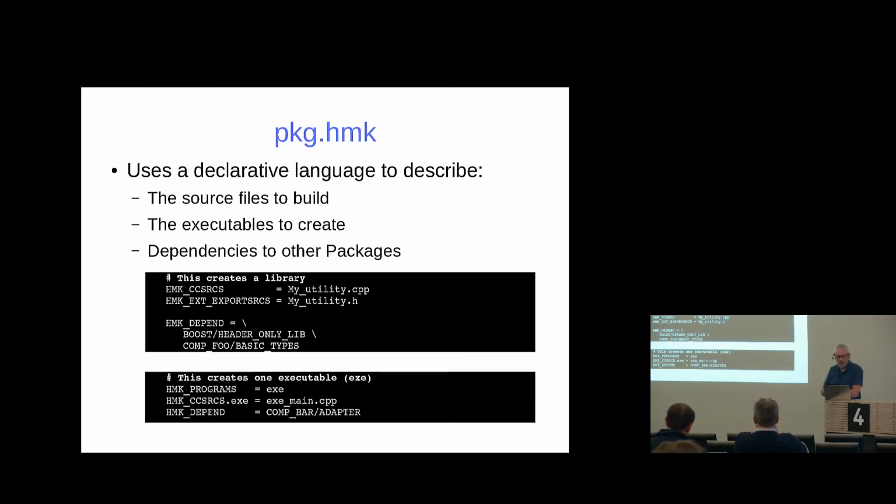The other example shows how to create one executable. So you state there's one program, it's called exe. Then you associate one C++ file with that executable, that's the second line. And then finally you say this executable needs this package compar adapter in order to link.